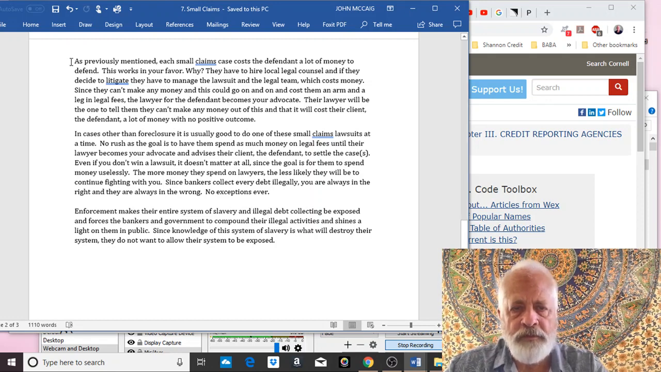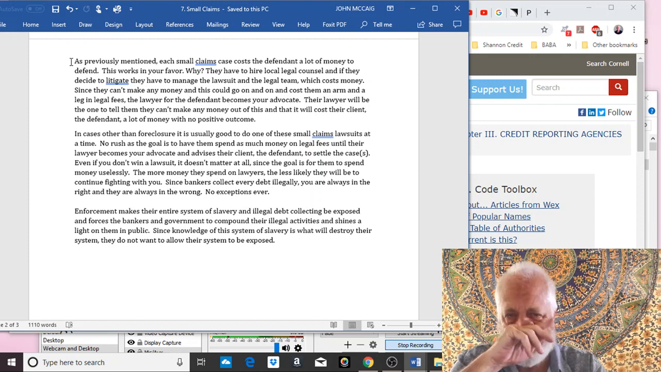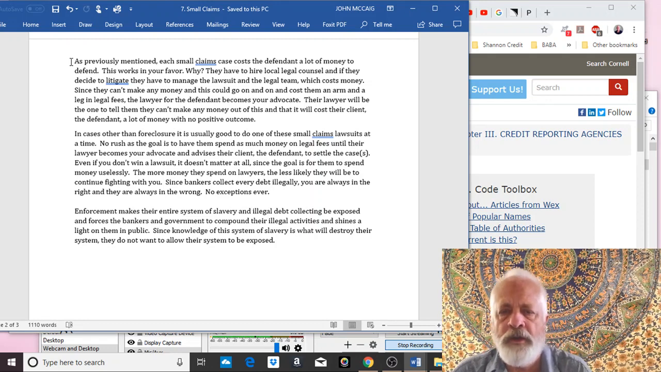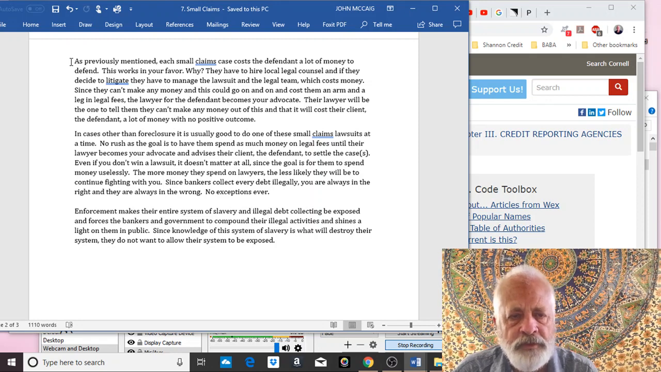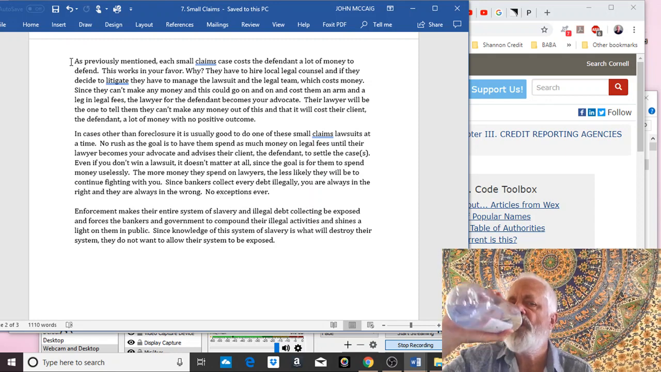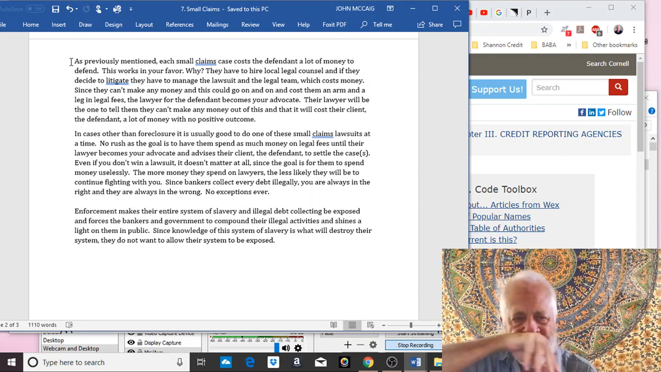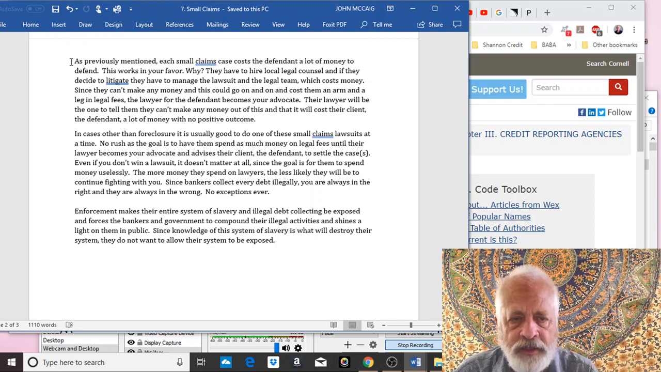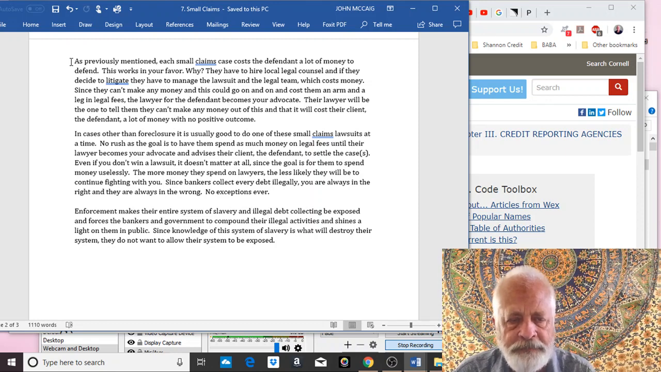As previously mentioned, each small claims case costs the defendant a lot of money to defend. This works in your favor. Why? They have to hire local legal counsel, and if they decide to litigate, they have to manage the lawsuit and the legal team, which costs money. Since they can't make any money, and this could go on and cost them an arm and a leg in legal fees, the lawyer for the defendant becomes your advocate. Their lawyer will be the one to tell them they can't make any money out of this and that it will cost their client, the defendant, a lot of money with no positive outcome.